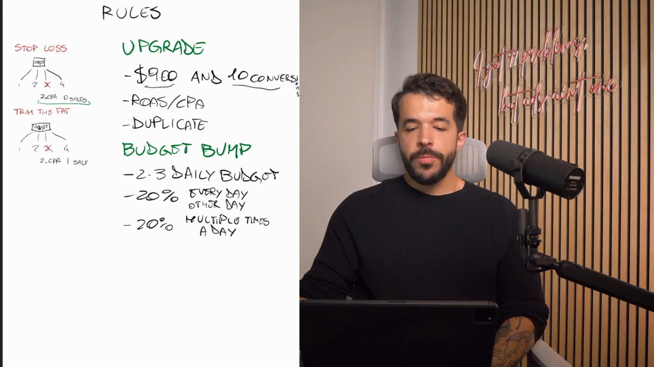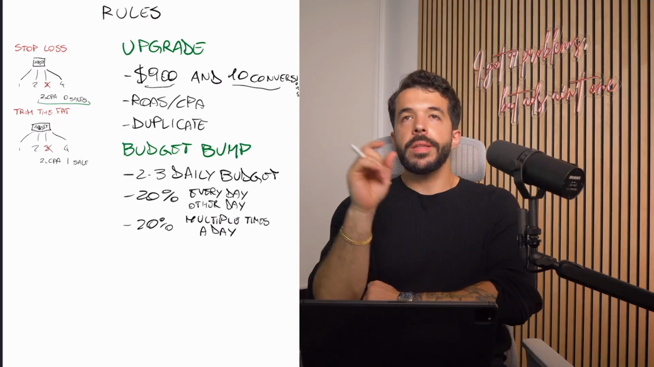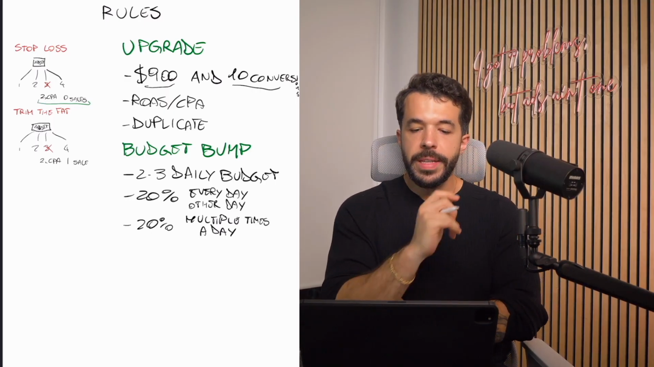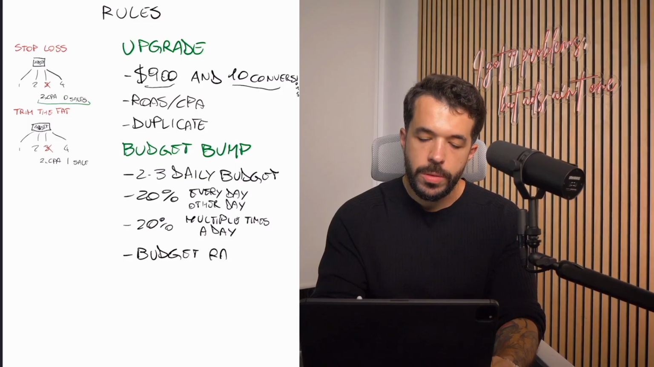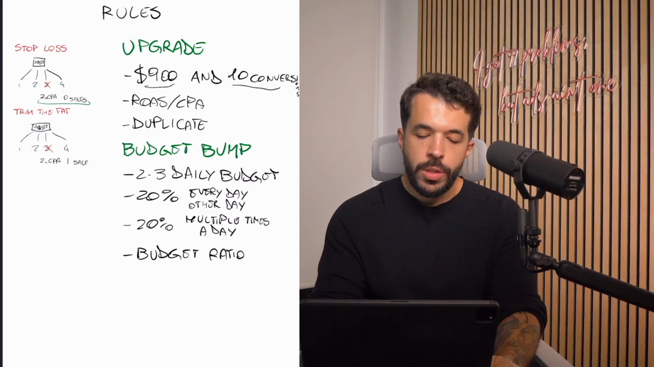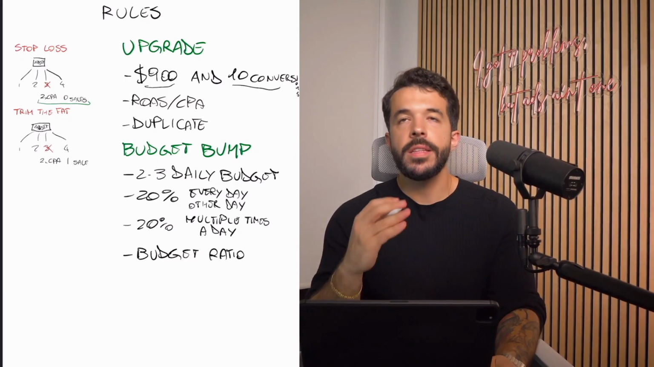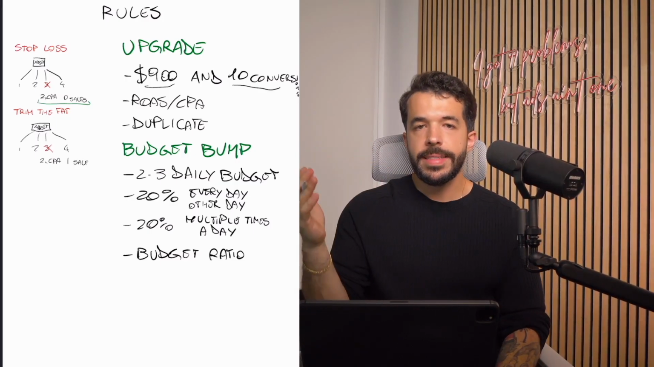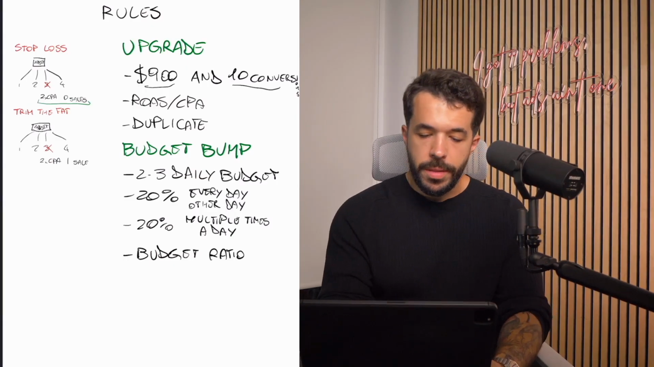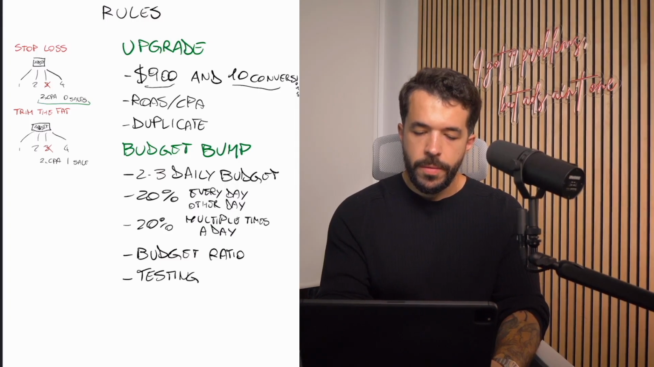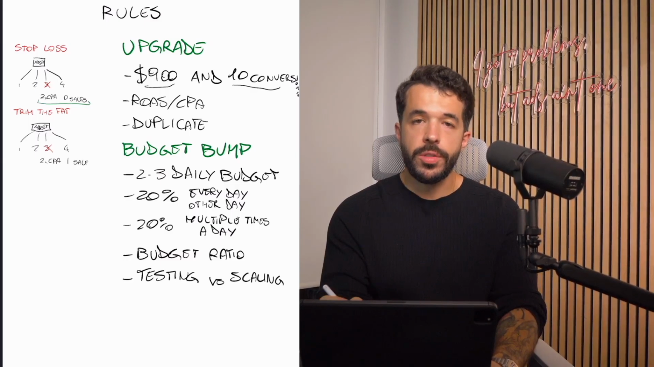One thing that's very important when it comes to bumping the budget within the testing campaign is that you want to keep an eye on the budget ratio of your ad account. What do I mean by that? What usually happens is that the more you bump the budget of your testing campaign, the more you're going to end up spending in testing. I mean that at the end of the month, you want to make sure that testing versus scaling have reasonable ratios, right?